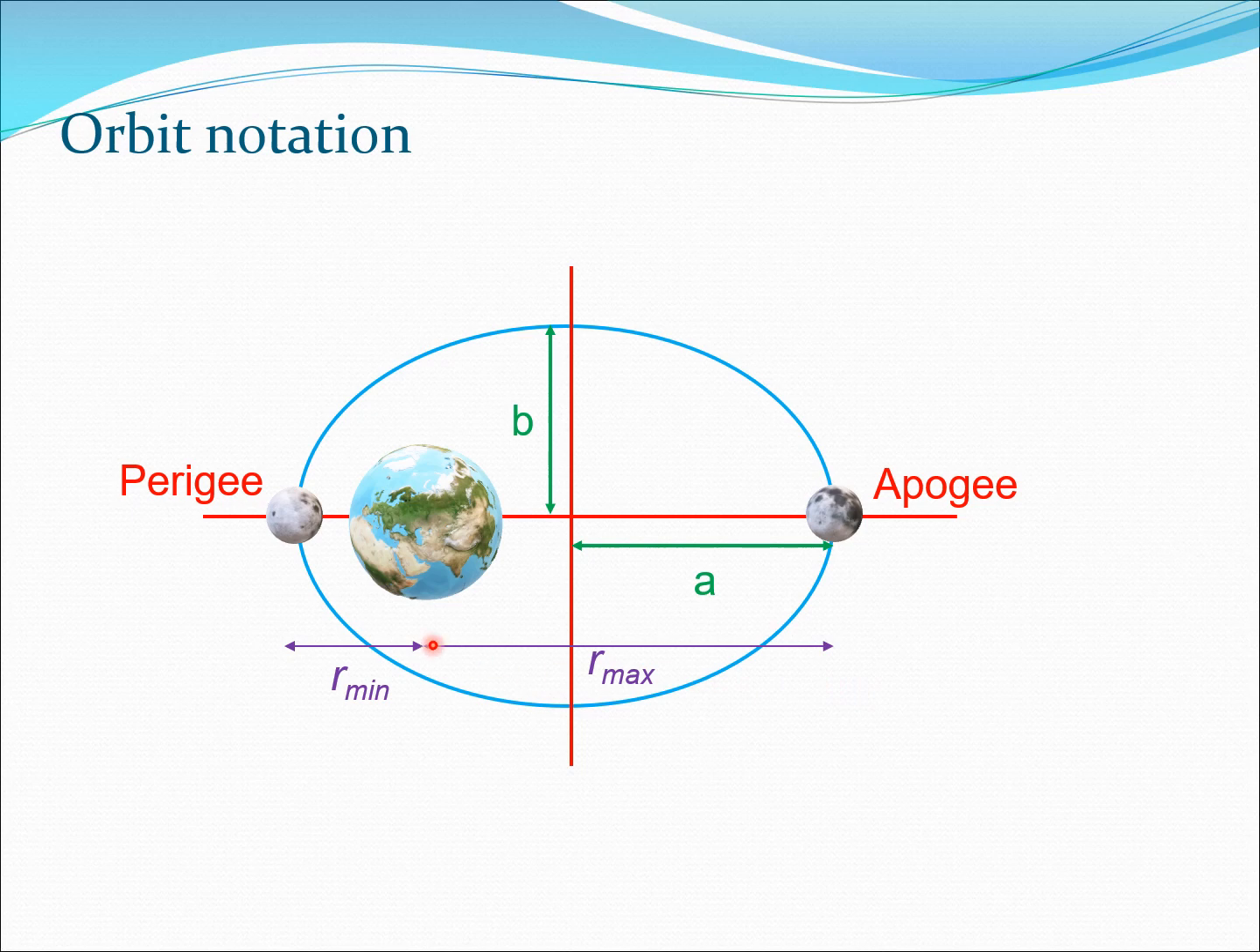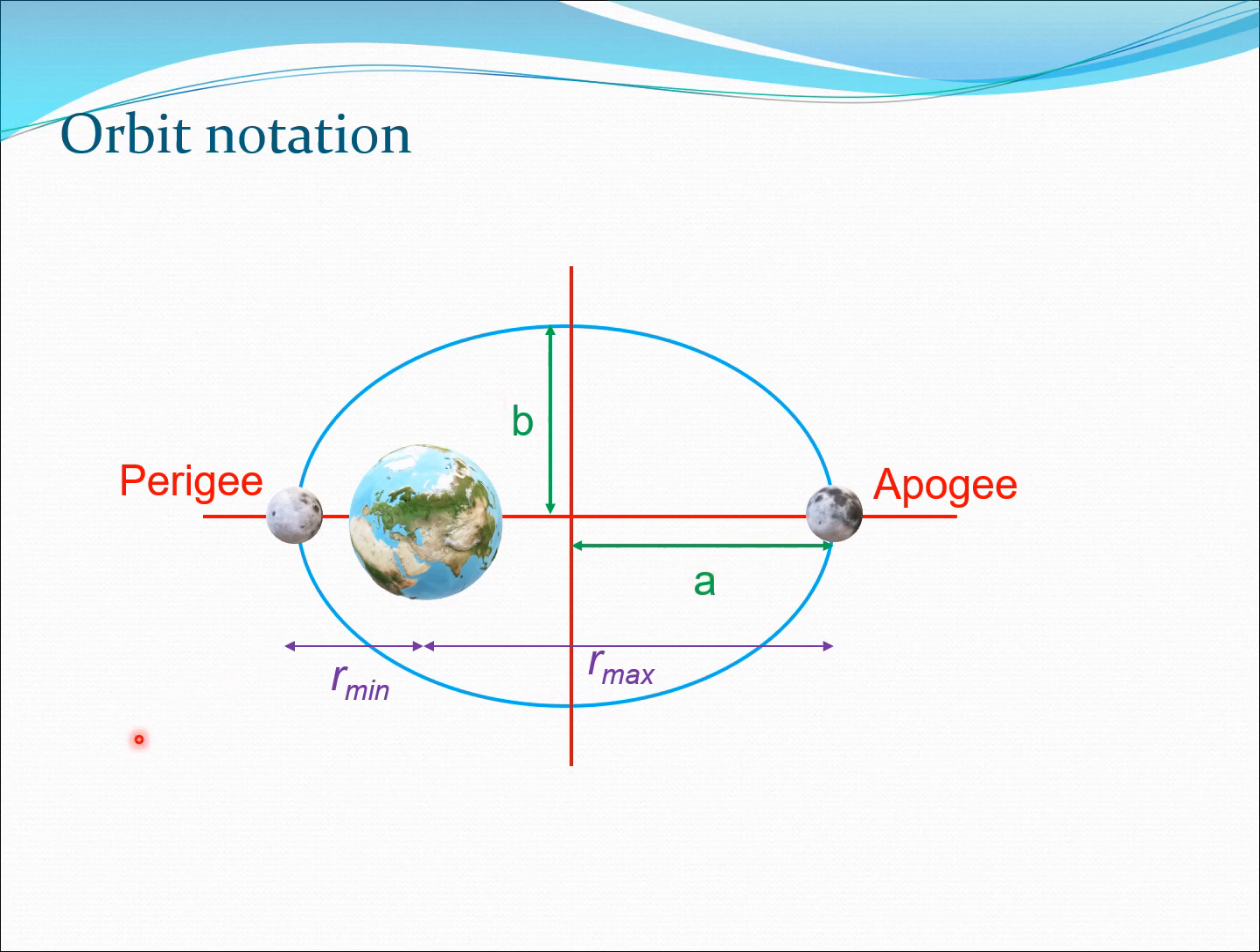Now in case you have forgotten, for an ellipse the semi-major axis is this bigger axis which is given by A, and B is the semi-minor axis. Semi simply means it's half of the complete distance here. Now remember, if you were dealing with a circle, A would be equal to B.